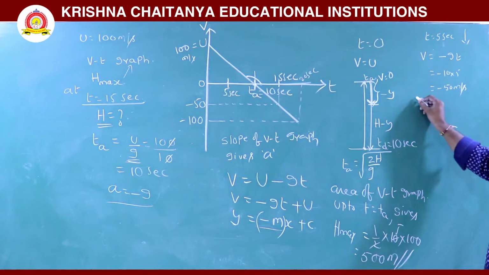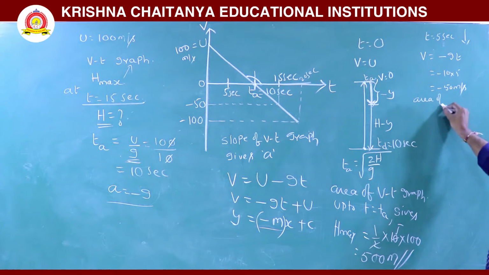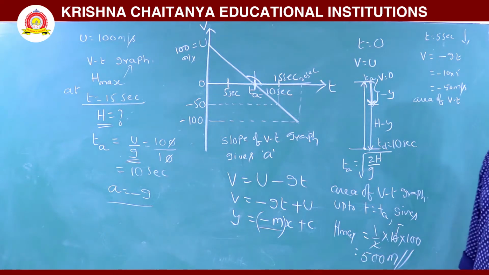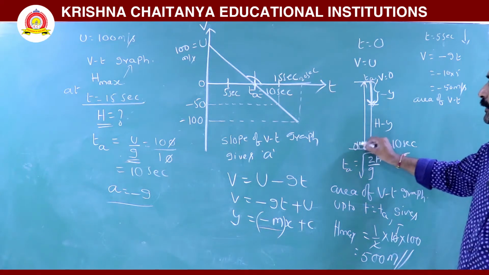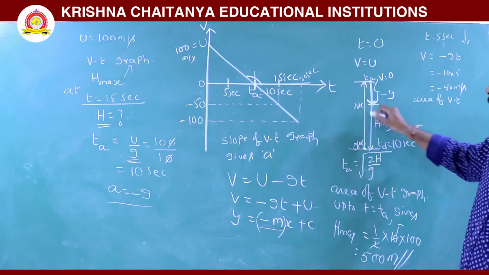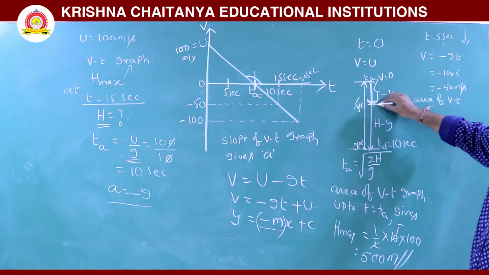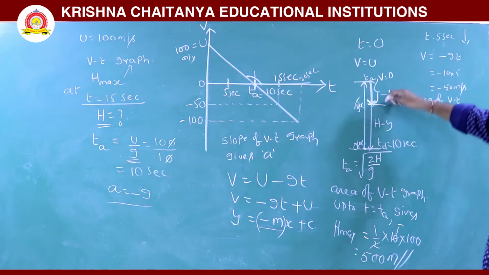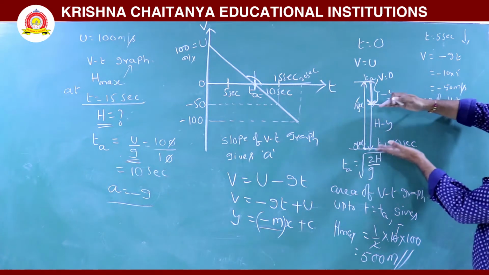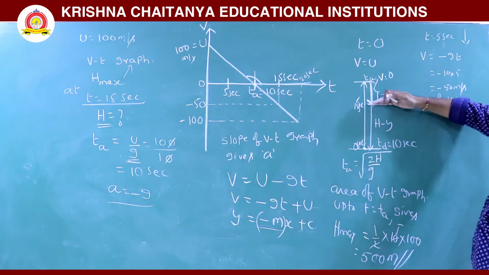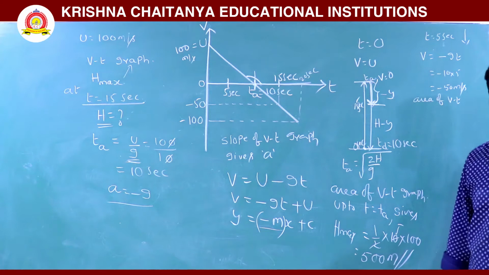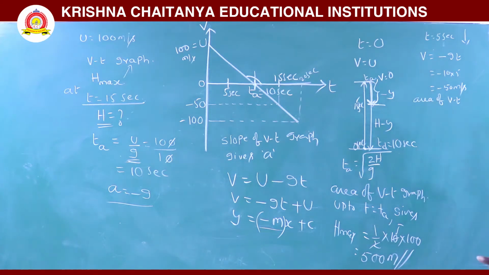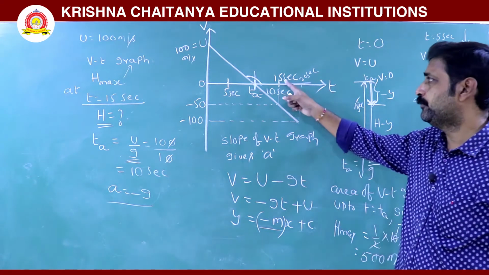So here, the area of the VT graph gives the displacement. Displacement means, after 15 seconds, where 0 seconds is when you projected and this is 15 seconds, you need the final position minus the initial position. That is the height. Displacement will be given by the area up to 15 seconds only.